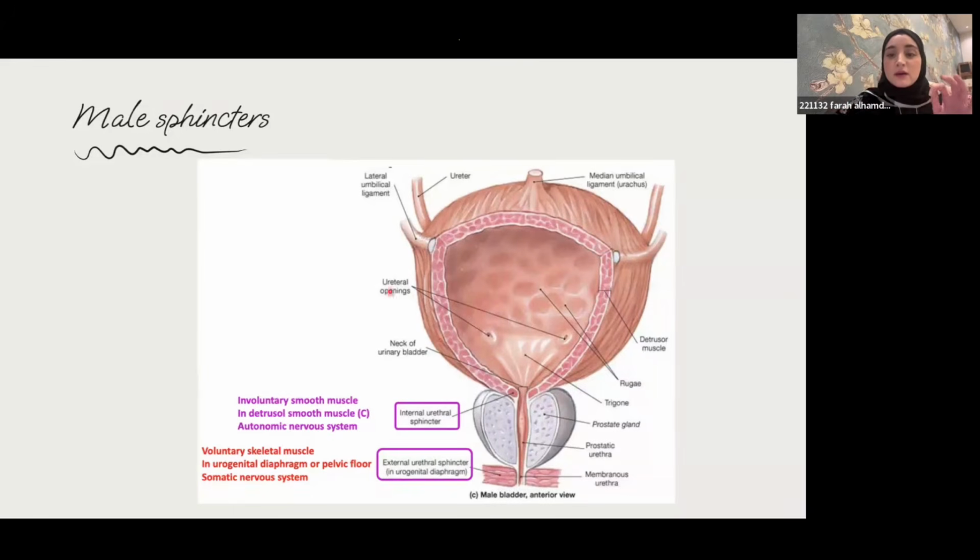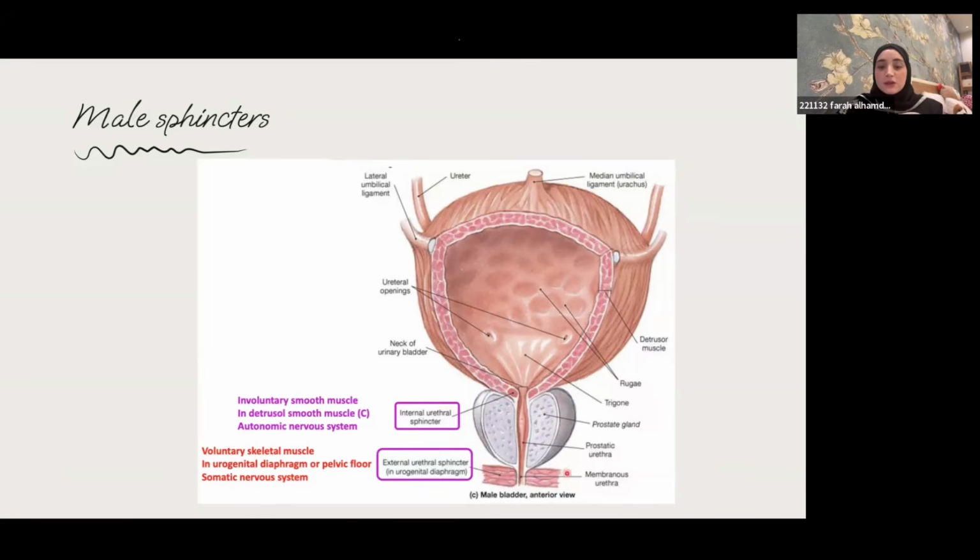The bladder, by the way, I forgot to mention, has three muscle layers: inner longitudinal, outer circular, and outermost longitudinal. This whole muscularis layer has a special name, the detrusor muscle. A part of the detrusor muscle makes the internal urethral sphincter, which holds urine. So it is involuntary, and it's controlled by the autonomic nervous system.